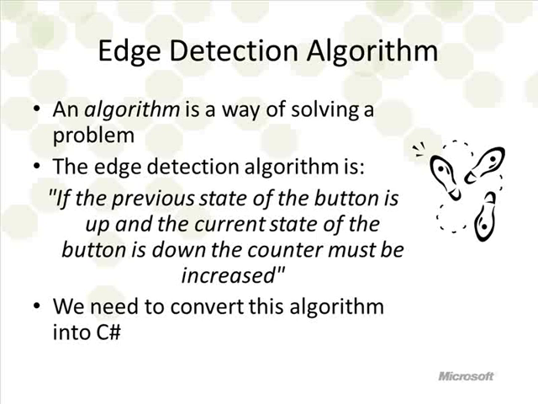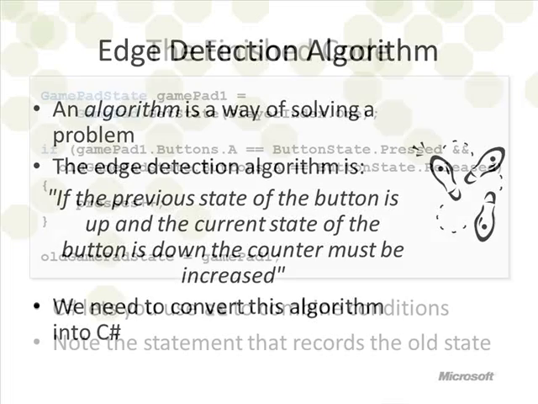Okay, and for detecting edges, if you write it in English, if the previous state of the button is up and the current state of the button is down, then the counter must be increased. If the button used to be up and now it's down, then we have an edge, and then the player has pressed the button and the counter must get one bigger. So the first thing we must do is take this algorithm and make it into C#.